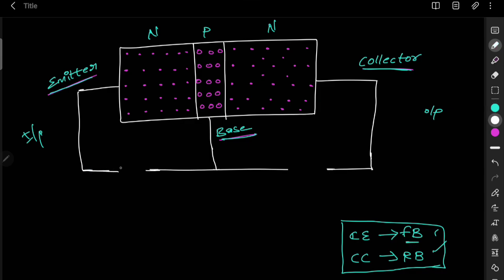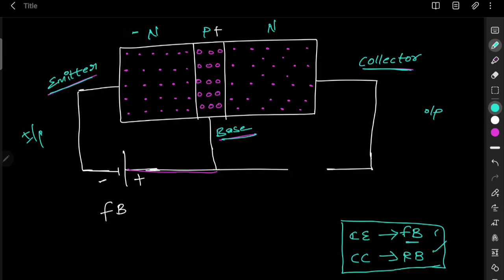This comes under the forward bias. How? The P side should be positive, so the positive terminal is given to the base, and the N side is given the negative terminal of the biasing. So this comes under the forward bias, and the input section is satisfied.